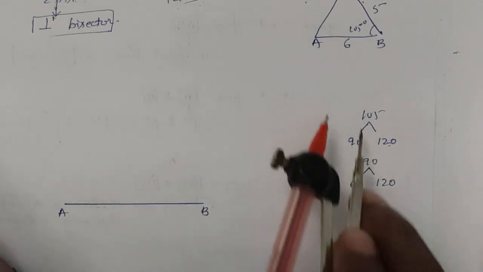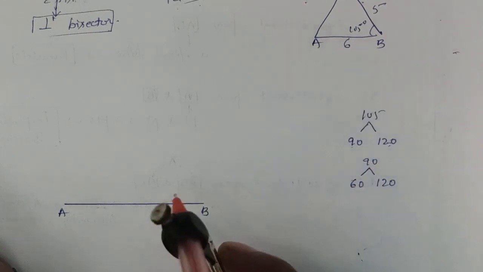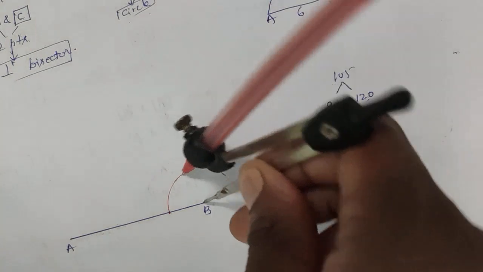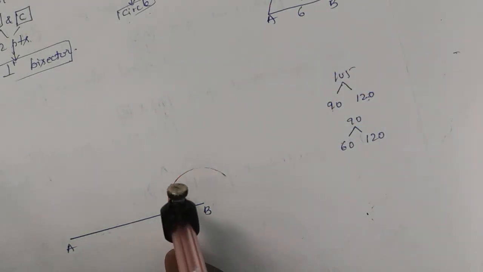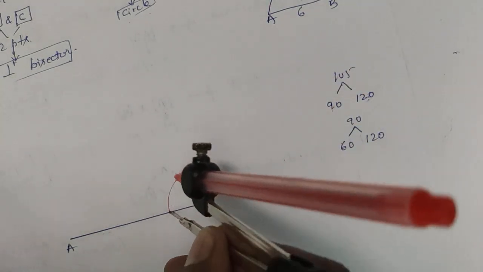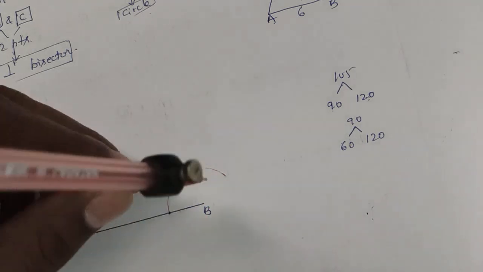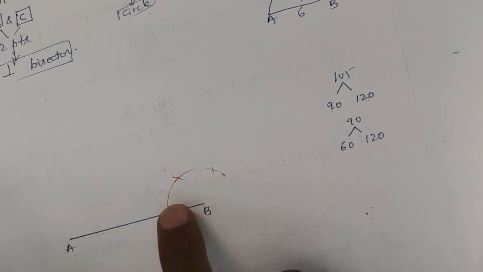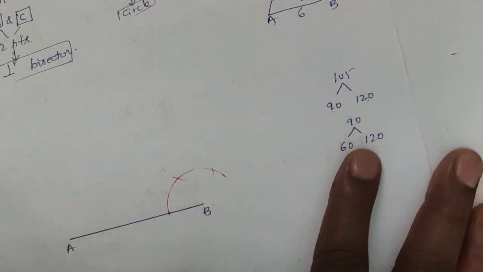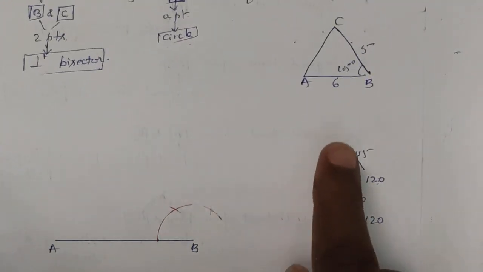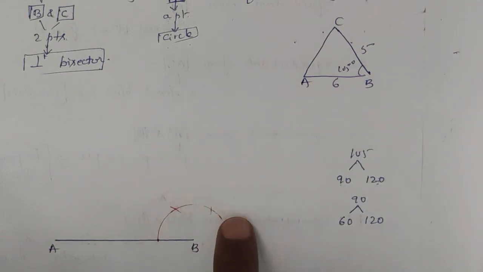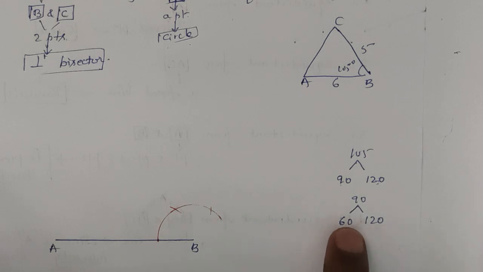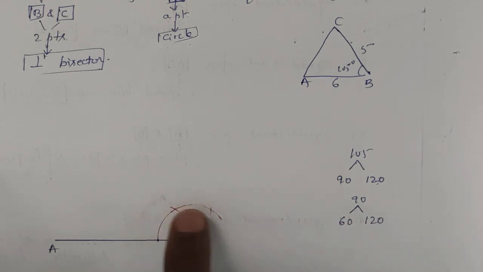Go to B. At B we require 105 degrees. First draw one main arc from B. From this main arc, the first arc gives 60 degrees and the second arc gives 120 degrees. At B we are constructing. This is the main arc from B. The first arc is 60 degrees, the second arc is 120 degrees. Now the 60 and 120 degrees are both done.